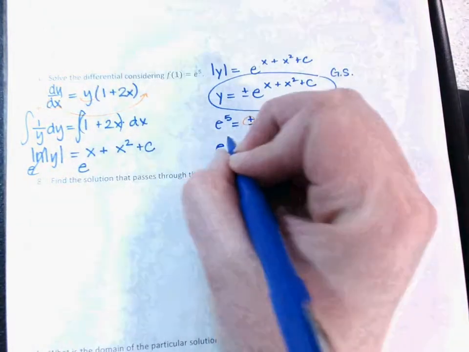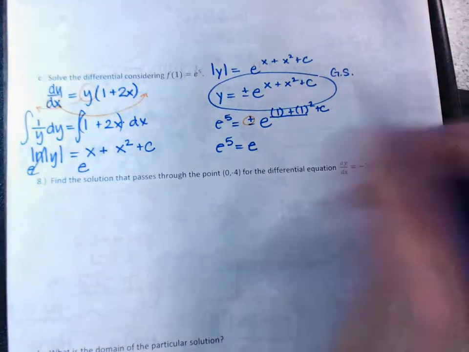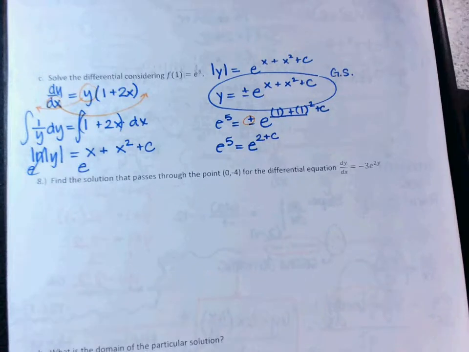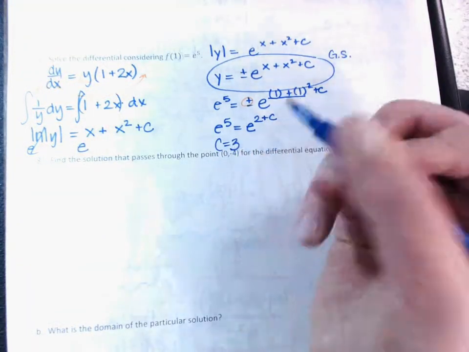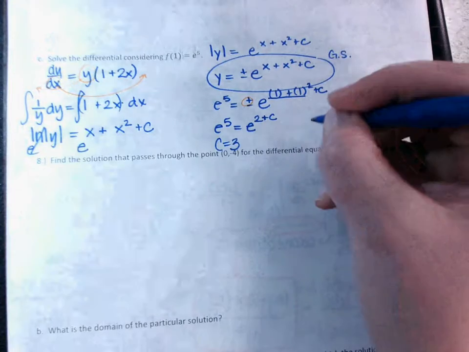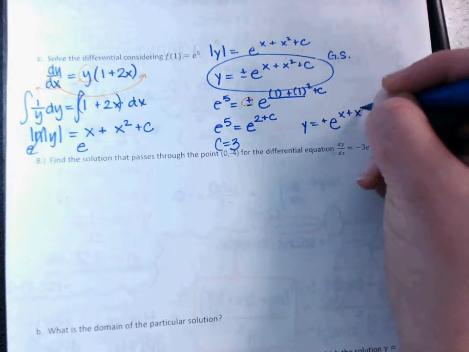So it'll be e to the 5 equals e to the, what's 1 plus 1? E to the 2 plus c. And then from here, how do I cancel out the base e's off both sides? Natural log. Okay, but even without doing that, what does c have to be if it has to add to 5 in the exponent? C has to be 3. Okay, so if you wanted to do it algebraically, you'd ln both sides. Okay, but we can just see that it has to be 3. So then what's my final solution? It'd be y equals positive e to the x plus x squared plus 3.